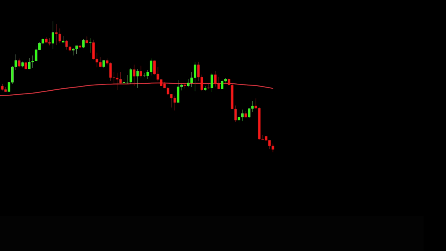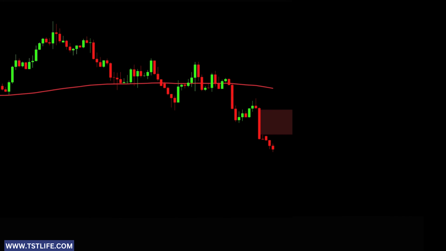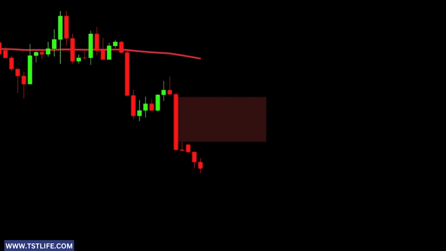Here, we can see that the price is below the 200 exponential moving average, confirming that the market is in a downtrend, meaning we should only consider sell entries. Additionally, a clear bearish fair value gap has formed, presenting us with a solid trade opportunity. With that in mind, I'll place my sell order at this level, which will be triggered once the price pulls back to test the fair value gap.